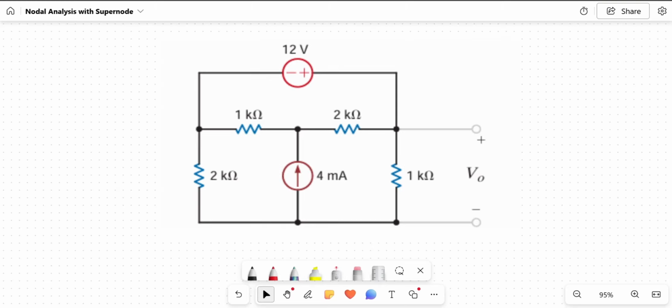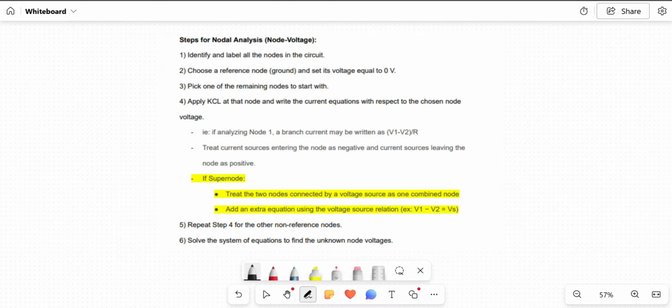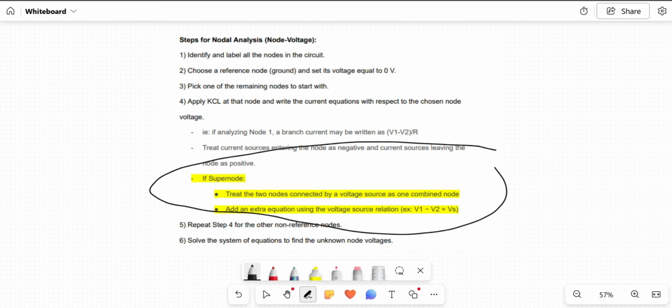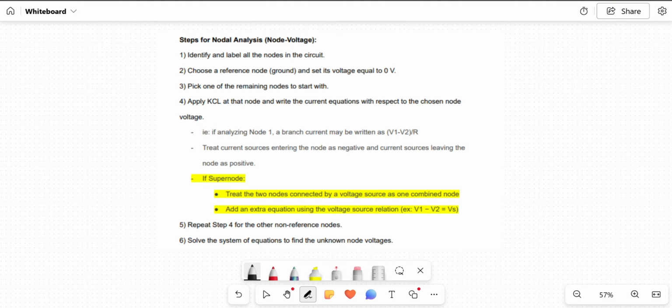In this video, we will be solving nodal analysis for a circuit with a supernode. I have modified my steps from the previous video and added this highlighted section over here. The only difference is that we just treat the two nodes that are connected by a voltage source as one combined node, and the extra equation of the voltage source becomes the equation I wrote in the example.